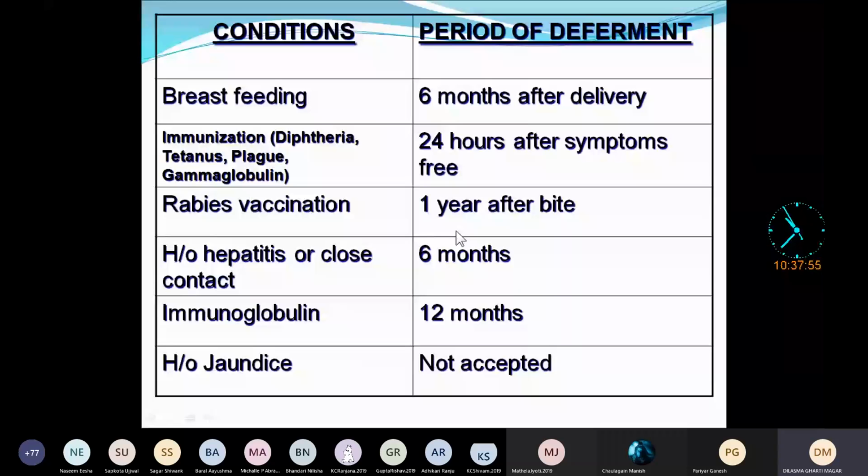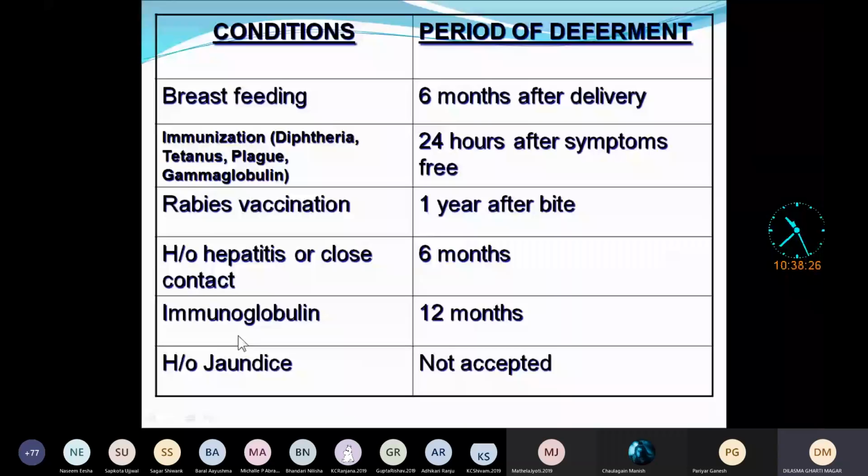the patient can donate the blood. And also in case of a history of hepatitis and close contact, one should not take the blood for 6 months. So hepatitis is a transmissible disease, isn't it? So mainly there are different types of hepatitis, hepatitis B, C, everything is there. So we will not take the blood for 6 months. And in case of immunoglobulins, it is for 12 months.